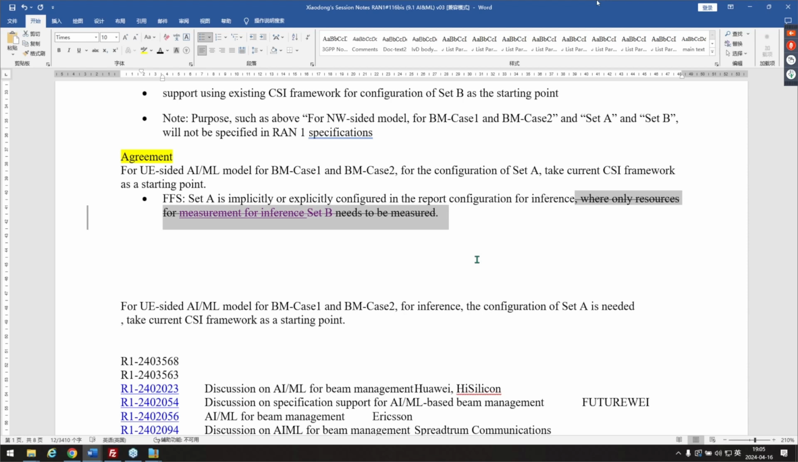Yeah, I would prefer Xiaodong's previous version if needed, and then basically put everything as FFS. But maybe someone can respond anyway. That is FFS. Both are FFS parts.